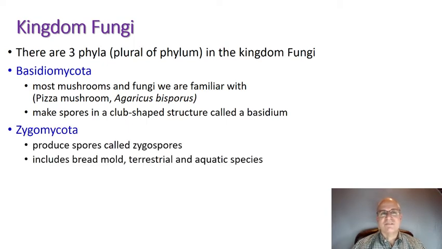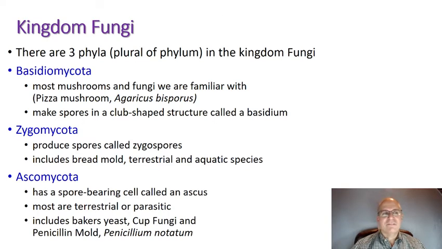Zygomycota is the next phylum of fungi, and these are going to produce special spores called zygospores. And some examples of zygomycetes would include bread mold, and then some that we would find both on land and living in the water. And then the last phylum of the fungi is going to be Ascomycota. And the ascomycetes are going to have a special spore-bearing cell called an ascus, which again, you'd have to really look at under a microscope in order to see.